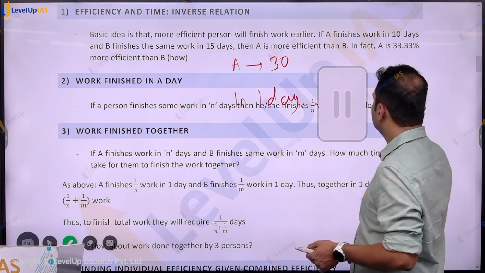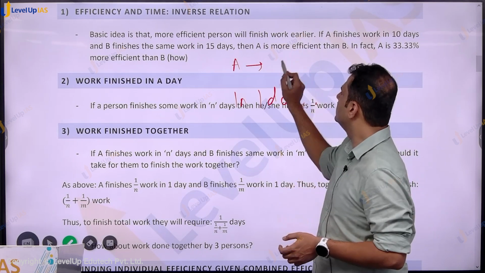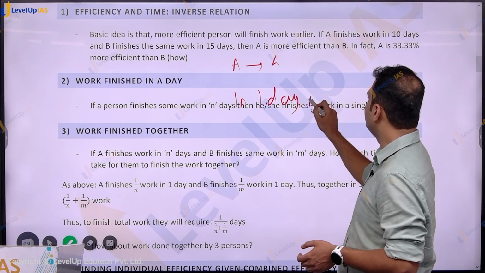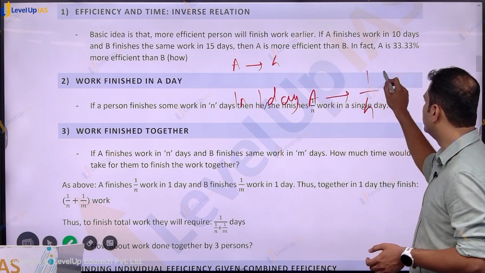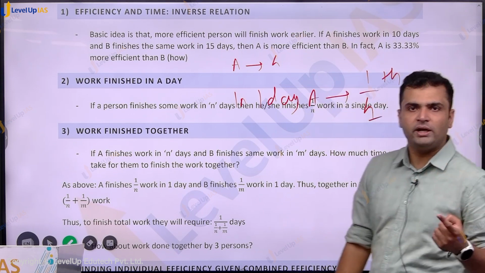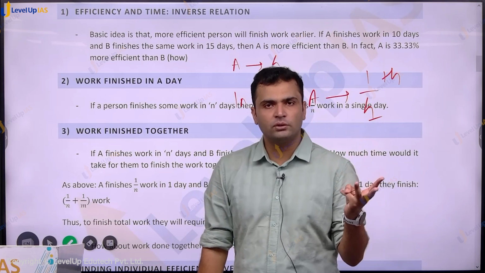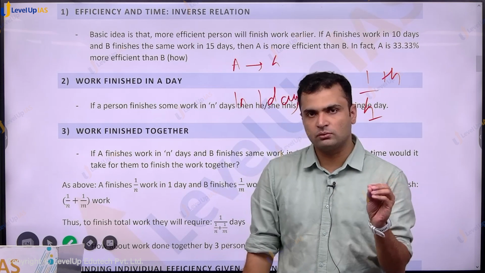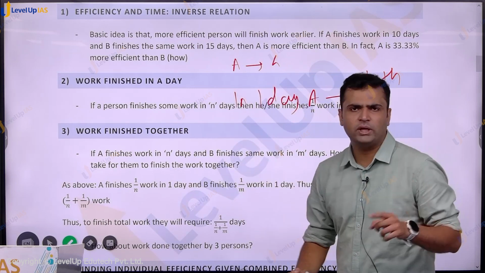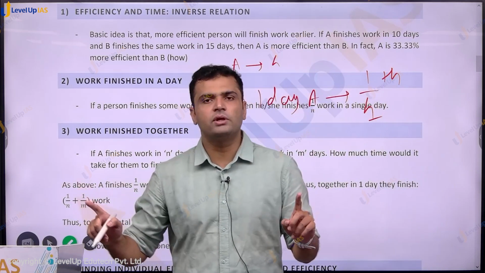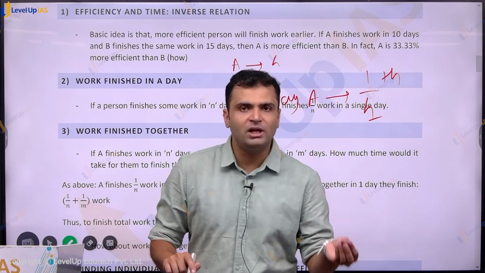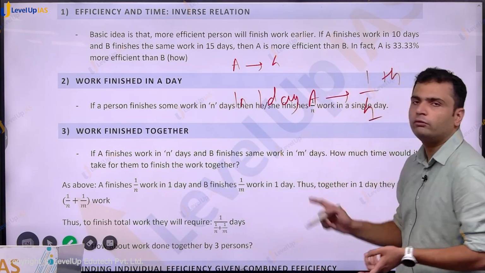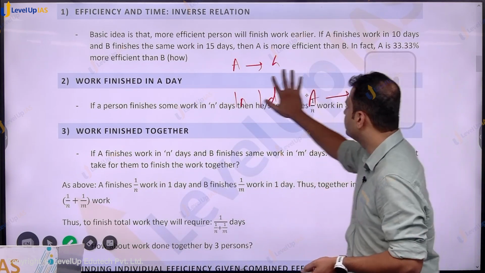If it is, let us say, instead of 30, 4 days. So in one day A will do 1/4 work. 1/4 in one day, 2/4 in 2 days, 3/4 in 3 days, 4/4 or total work or 1 in 4 days. Entire work, meaning 1 work, in 4 days. So how much proportion of that work that person finishes in a day? That is what we find out. That is 1/4 of the work in a day.